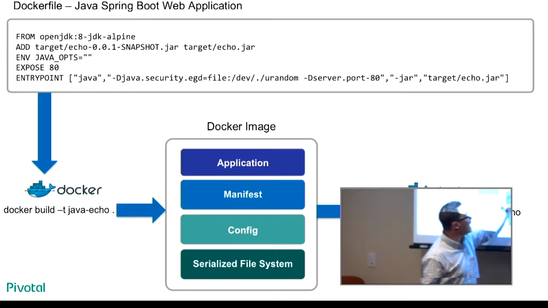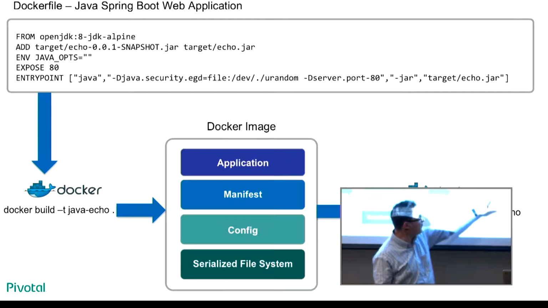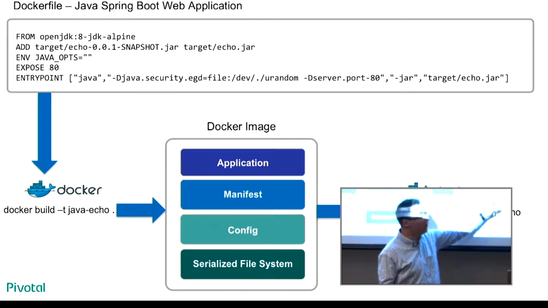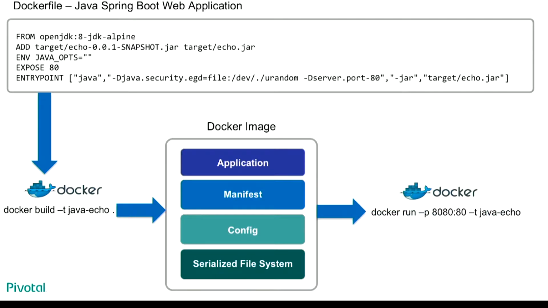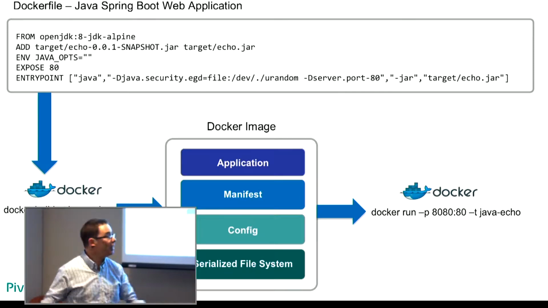Once I have this Docker image, I can then do a docker run, and here I'm specifying what local port I want to use, and what port inside the container to map that to, and then what container image I'm running. So that's really the way you deploy a Java application.